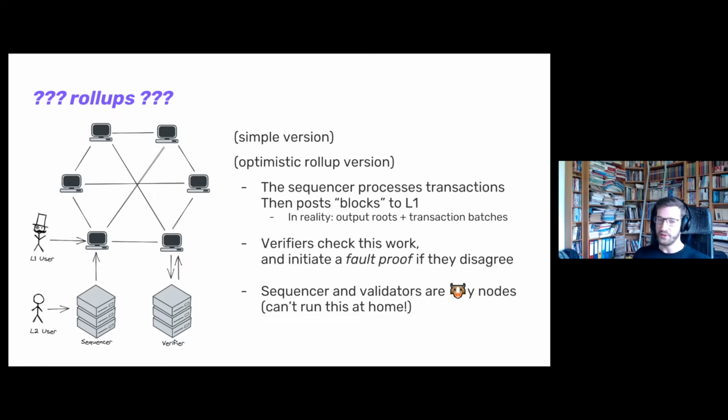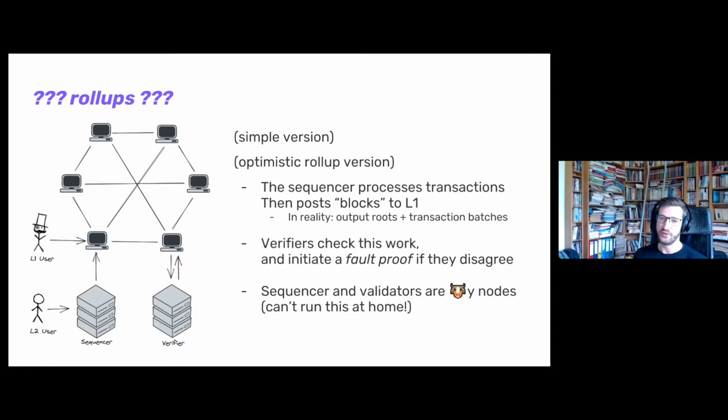So the sequencer posts the transactions and the output root to L1. Next, we have a verifier, in reality, many verifiers. What these do is read all the L2 transactions that have been posted in L1, and they rerun everything the sequencer did. They just check his work. They rerun the transactions and derive the output roots.